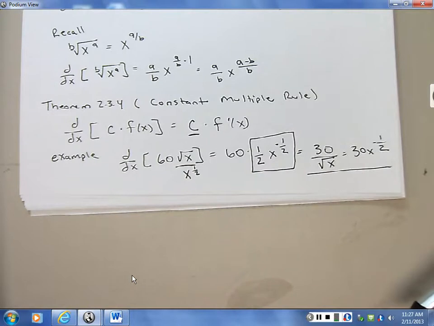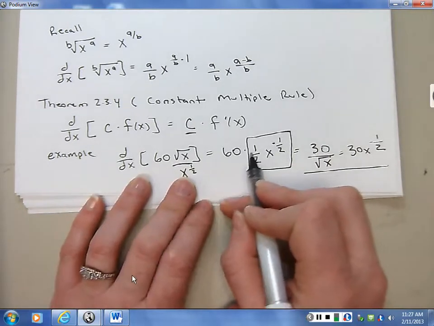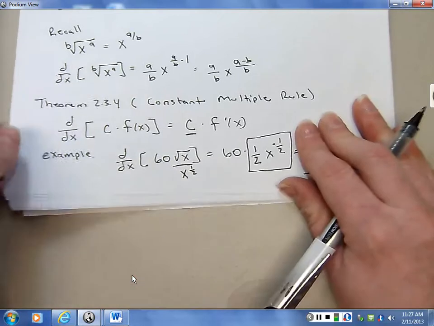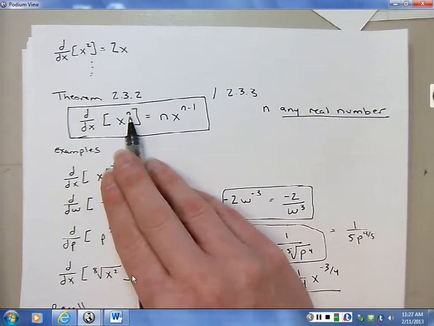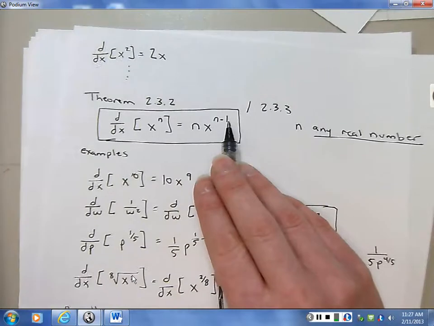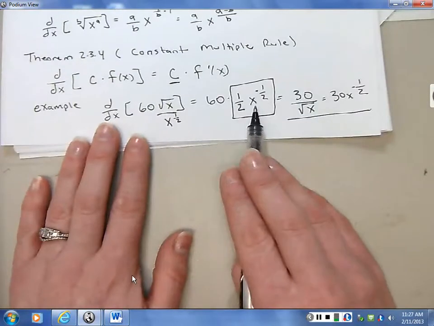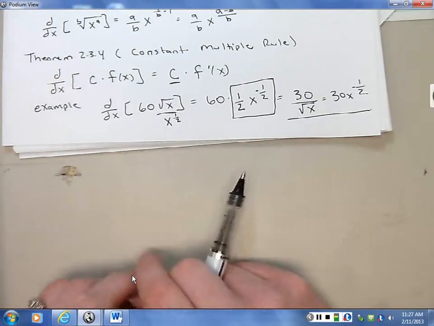What do you not see? The 1 over 2? This is n. n is a half. That's what I pull down. From theorem 2.3.2, this is the formula. The derivative of x to the n is n x to the n minus 1. So n here is a half. And then the 60 is just a constant out in front, and I deal with that at the end.